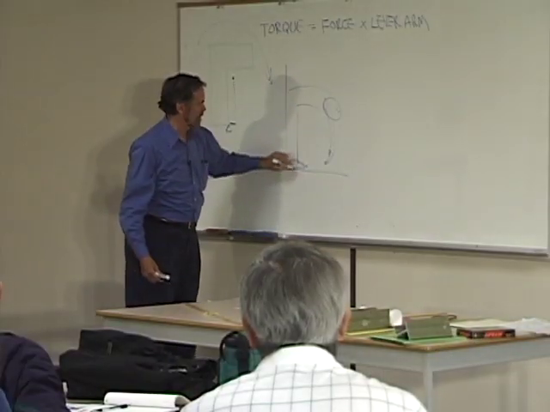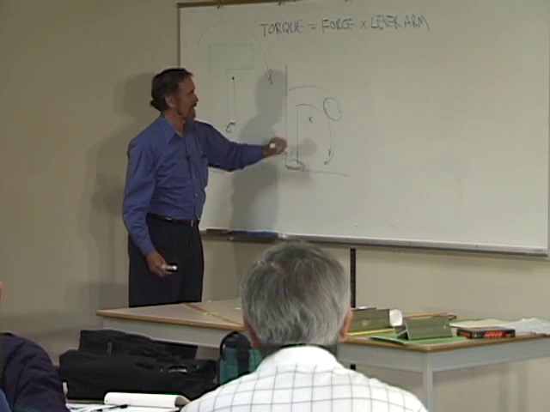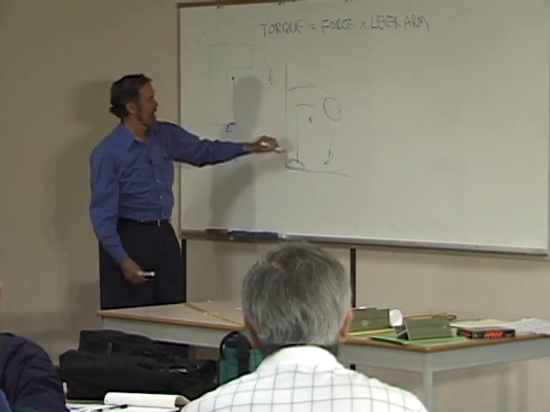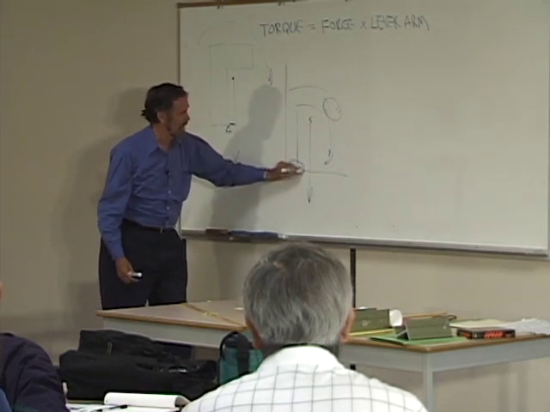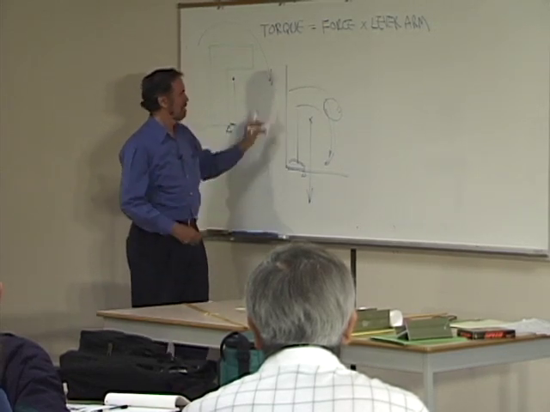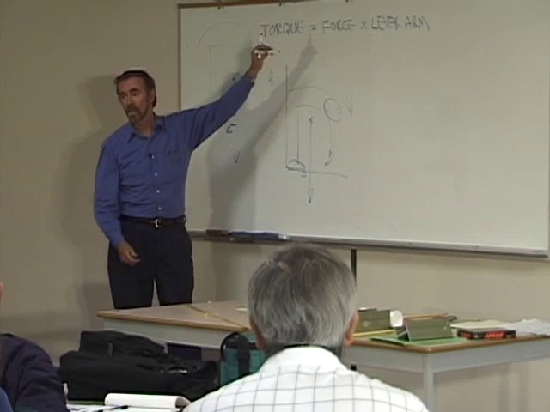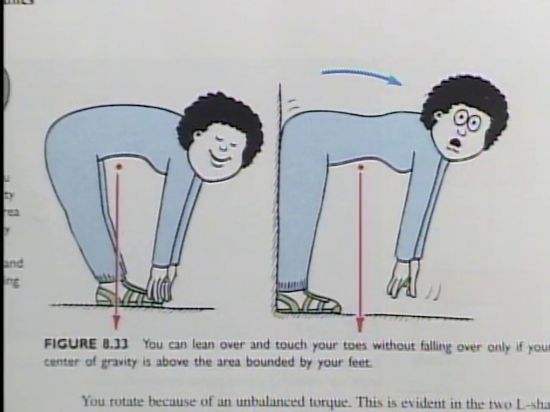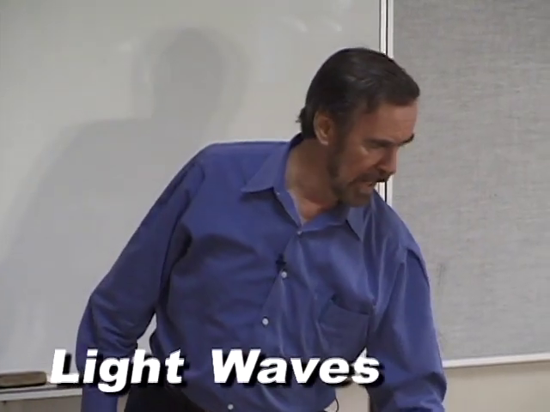When you go to touch your toes, your center of gravity assumes, say, over here. It's the same thing. Pull. Here's your greatest distance. So what do you got? You get a rotation because you get a torque. And over you go.